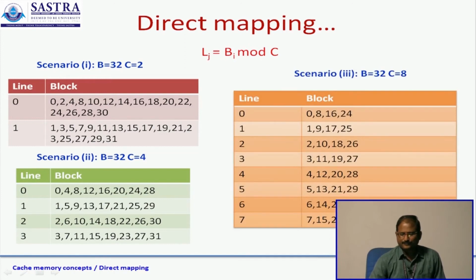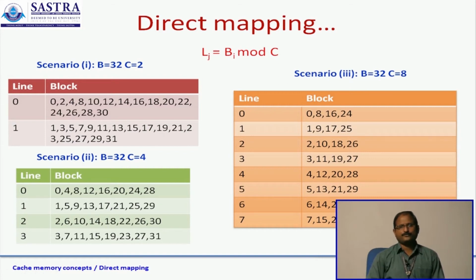Third scenario. Again, main memory size is not altered, but cache size is increased. C equal to 8. The same formula is used, so we can find the blocks which can be mapped on any one of these cache lines. 0, 1, 2, 3, 4, 5, 6, 7 are our cache line numbers, and 0 to 31 are block numbers. In line number 0, blocks 0, 8, 16, 24 are mapped. Line number 1, blocks 1, 9, 17, 25 are mapped.